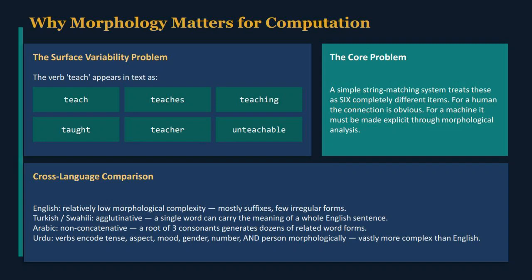Now let's discuss morphology and computational linguistics. Morphology creates enormous variability in the surface forms of words, and this variability is a major problem for machines. Consider the English verb teach. This verb might appear as teach, teaches, teaching, taught, or teacher. A simple string matching system will treat these as five completely different items and miss the connection between them. For a human reader, the relationship is obvious. For a machine, it must be made explicit.